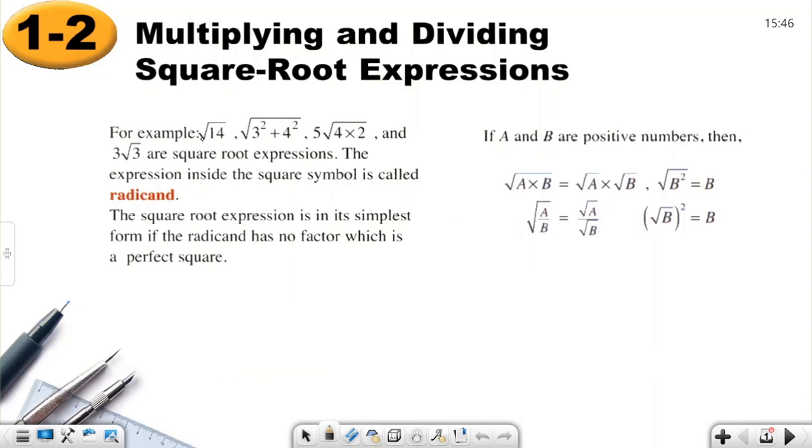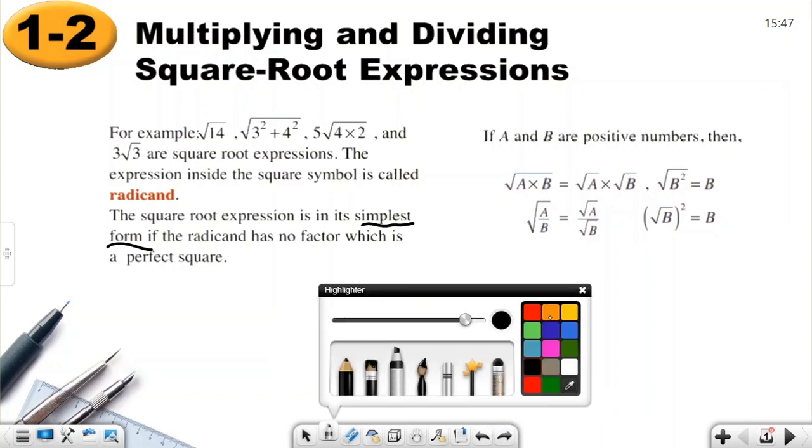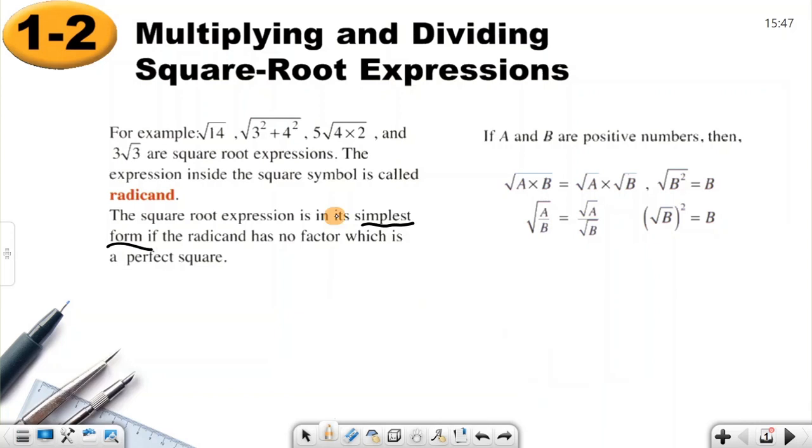So there are some expressions: square root of 14, square root of 3 squared plus 4 squared, that's inside the radical. As you see, they have square root of 5 times square root of 4 times 2. The expression inside the square root symbol is the radicand. A square root expression is in its simplest form. That is important. Let's mark that one.